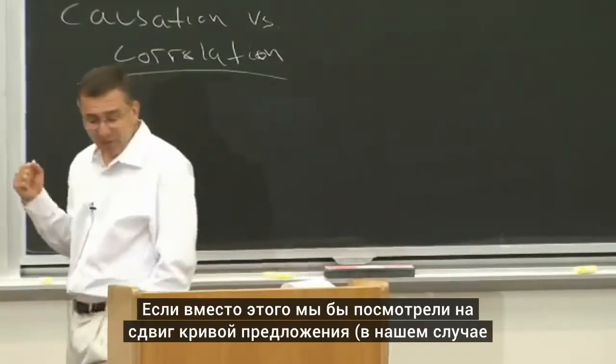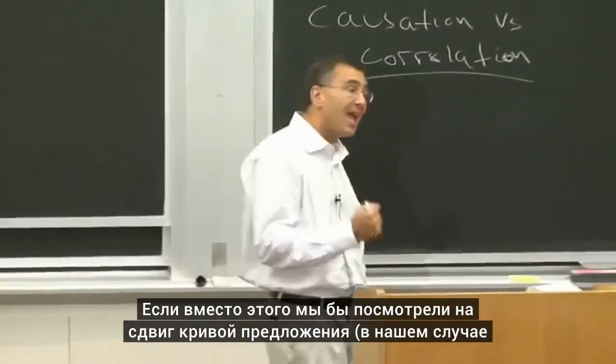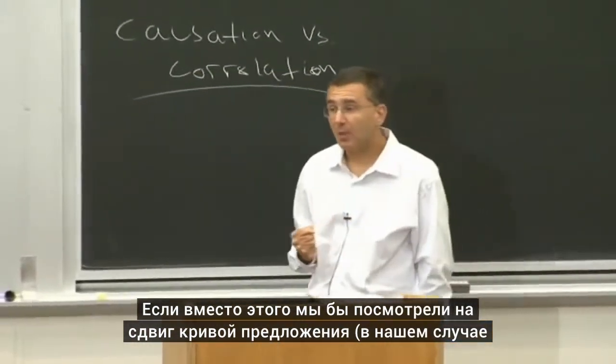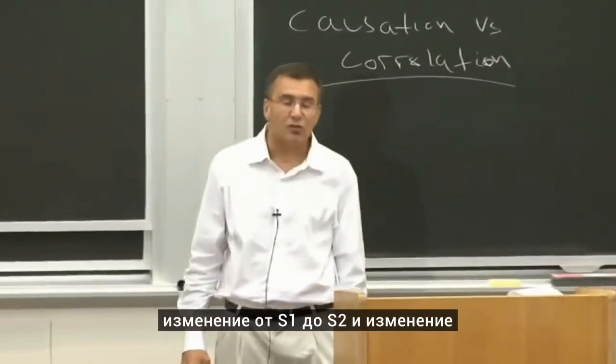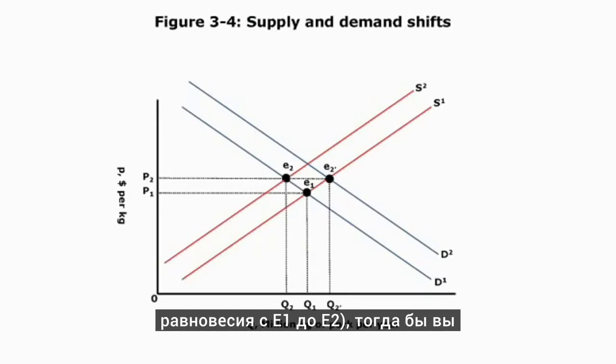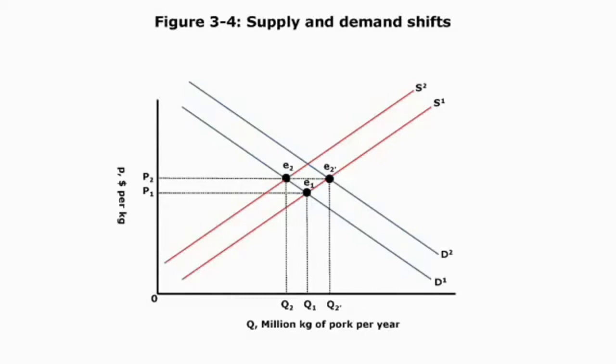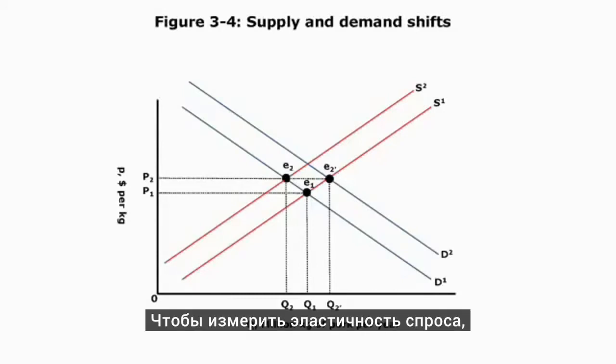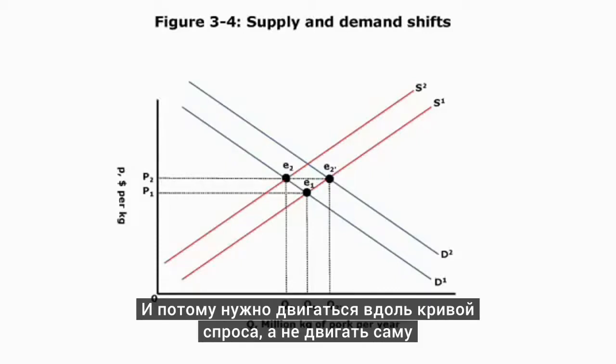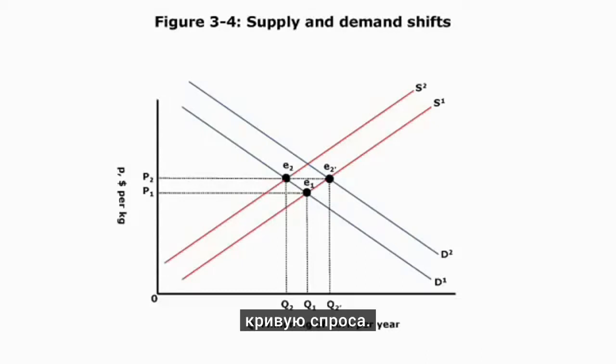If instead we looked at a shift in supply, such as shifting from S1 to S2 and moving the equilibrium from E1 to E2, then you would get the right answer. Because then you'd say, look, something independent of consumers shifted up the price. Some shock to the supply of pork shifted up the price. And we saw that the quantity fell as a result. What's the key? The key is that to measure an elasticity of demand, you're measuring the slope of the demand curve. So you need to shift along a demand curve, not shift the demand curve itself.